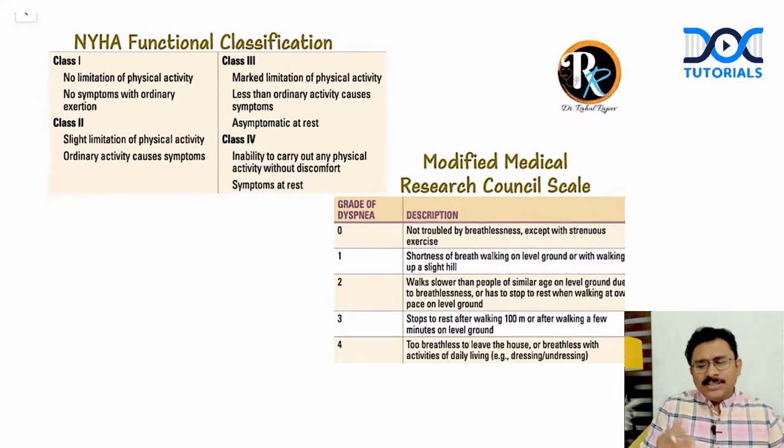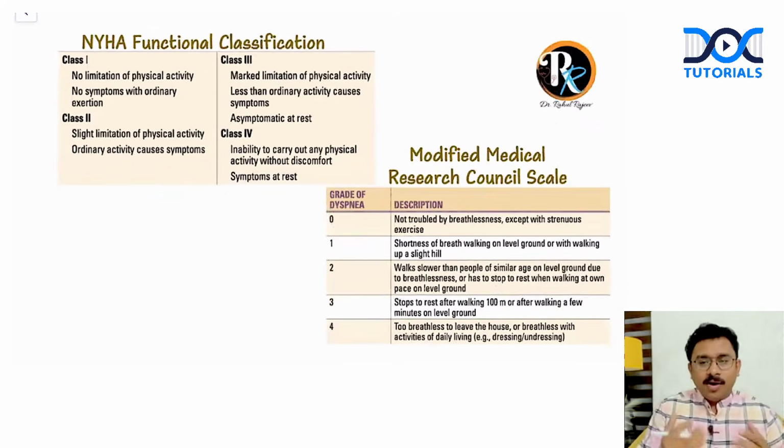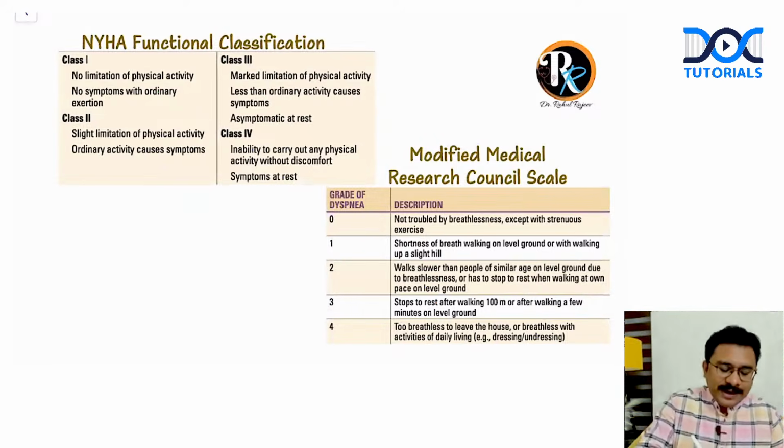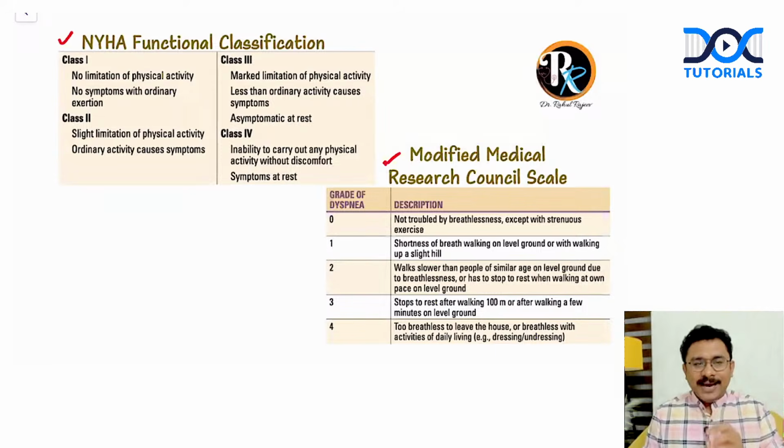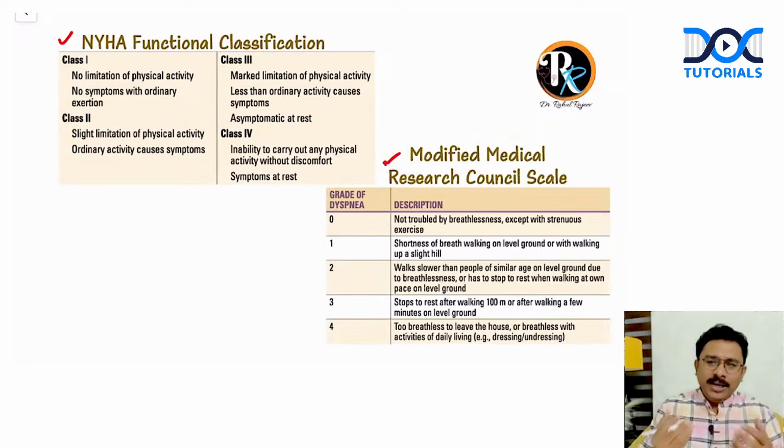Now, something which I've already taught you in my cardiology lectures is about two grading systems. One is the NYHA functional classification and the other is the Modified Medical Research Council scale. Now, why am I discussing this in the context of breathlessness? It is because it will help in grading the breathlessness. Now, first of all, you tell me, the NYHA functional classification is applicable to patients having what sort of disease? Cardiac disease or respiratory disease or any of them.